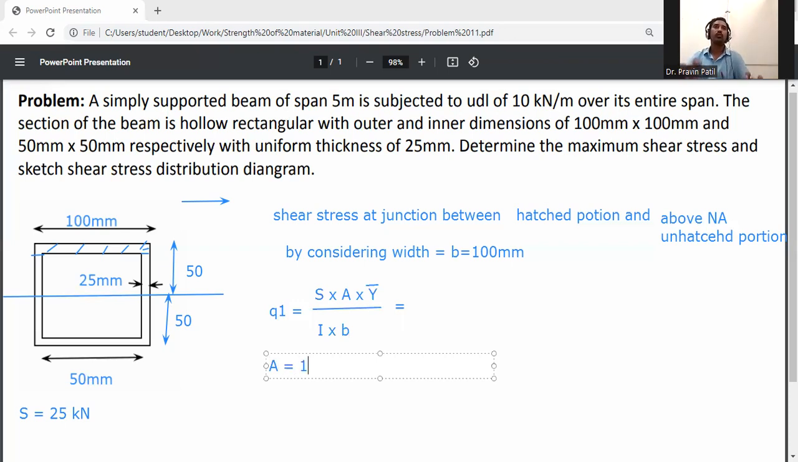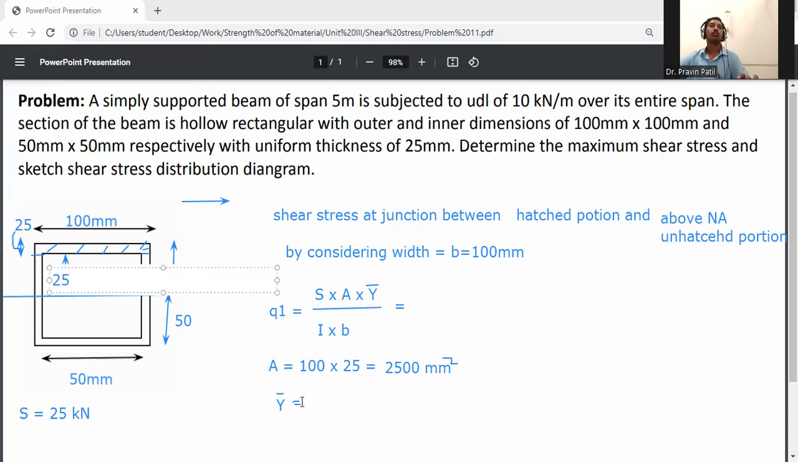Here the first area is equal to 100 into 25. Which portion? This depth is 25 mm. That's why the area is 100 into 25, so it will be 2500 mm square. Then y bar is equal to 50 minus 25, this distance we calculate first. This distance above the neutral axis up to here will be 25.